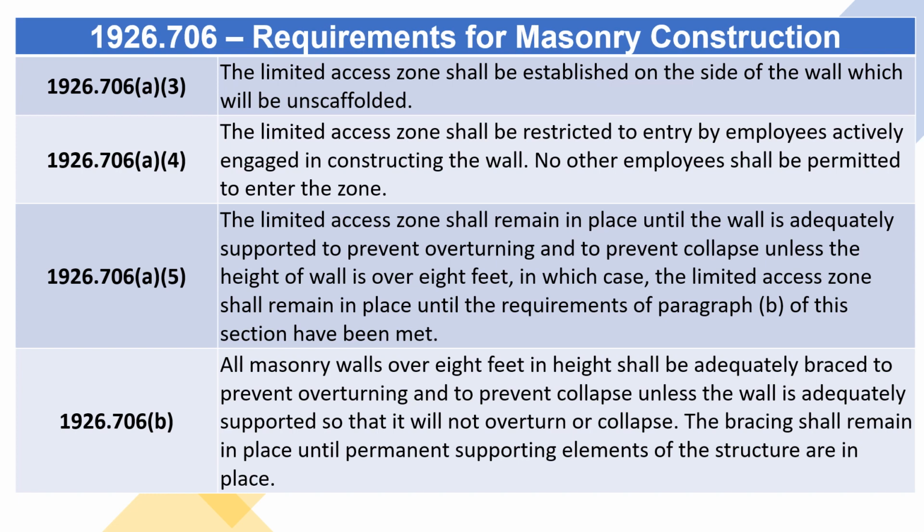1926.706(b): All masonry walls over 8 feet in height shall be adequately braced to prevent overturning and to prevent collapse unless the wall is adequately supported so that it will not overturn or collapse. The bracing shall remain in place until permanent supporting elements of the structure are in place.